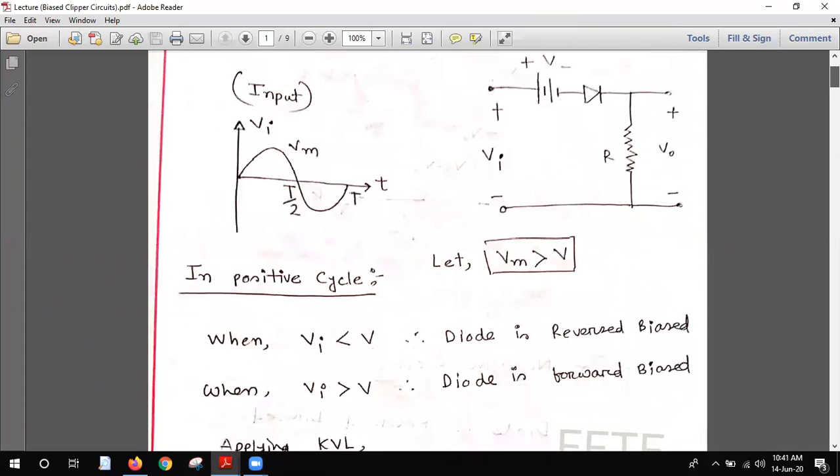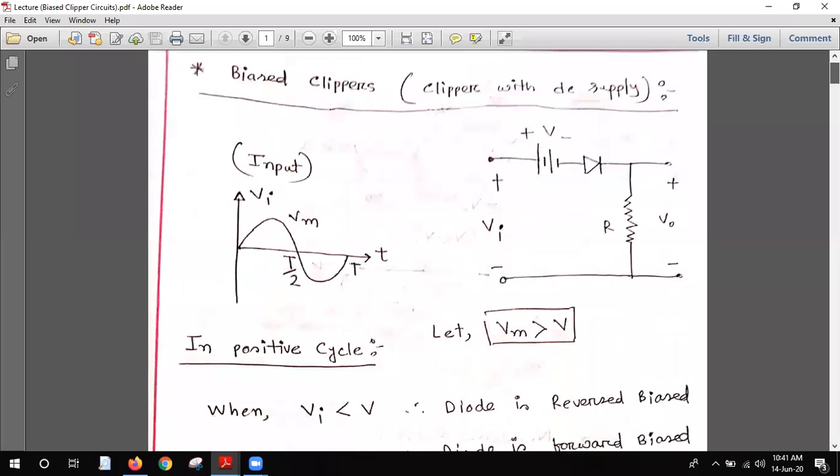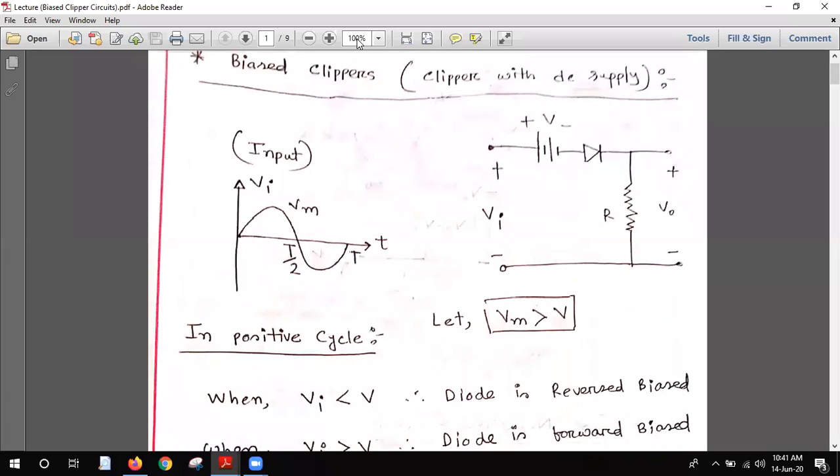So next, we have to apply the KVL in this diagram. If we apply the KVL, we are still working in the positive cycle, my students. I'm going very slowly because understanding is very important for this example. So this is the sign.